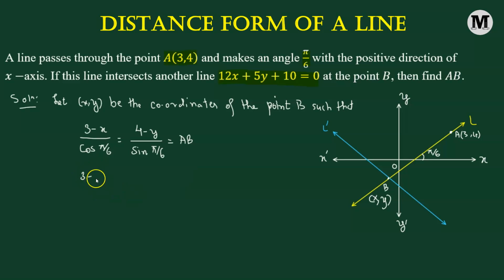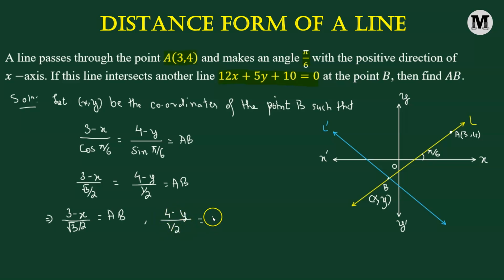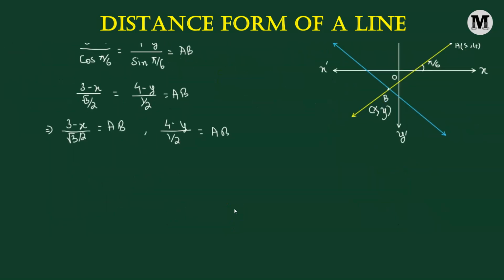Let's further simplify. So we have 3 minus x divided by cosine of pi over 6 radians, that's going to be square root of 3 over 2. And then we have 4 minus y divided by sine pi over 6 radians, so that corresponds to 1/2. That is going to be equal to AB. So we can have two equations. One equation is 3 minus x divided by square root of 3 over 2 equals AB. And we have 4 minus y divided by 1/2, and that is also equal to AB. Now from these two equations, we can isolate x and y. So x becomes 3 minus AB times square root of 3 over 2, and y becomes 4 minus AB over 2.